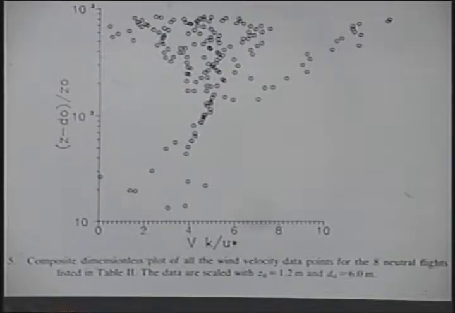All these profiles collapse onto one, and then again disperse above 150 to 200 times the height of the roughness and go their own way. By the way, this height, 150 to 200 times the roughness height, is the top of what we consider the surface layer, and I'll come back to that.